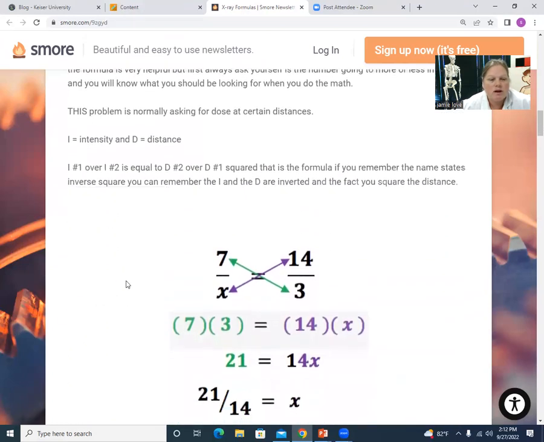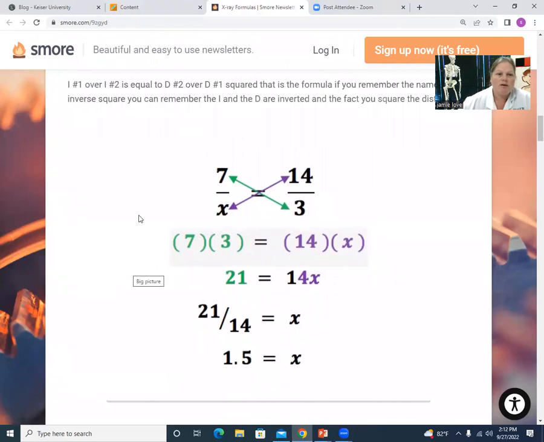There's kind of a drawing out of another problem. So on this one, we have 7 and we have x. We don't know what our dose x was. So 7 must have been at 3 feet. What's going to happen at 14 feet? So I'm going from 3 feet to 14 feet. It's going to be a lot less. Over here, we end up with 1.5.